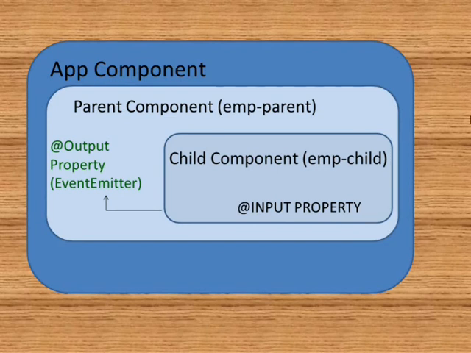Basically the child component exposes an event emitter property with which it emits events when something happens. And the parent binds to that event property and reacts to those events. So the event emitter is nothing but the output property. We'll see how to implement it.